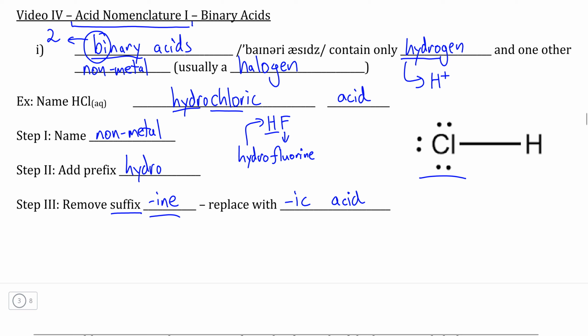And finally, to recognize that this is an acid, meaning that if we dissolve it in water, it loses its hydrogen, which is removed by water, we remove the suffix ine and replace it with ic acid like so, giving us hydrofluoric acid. This concludes part 1 of our videos on acid naming.